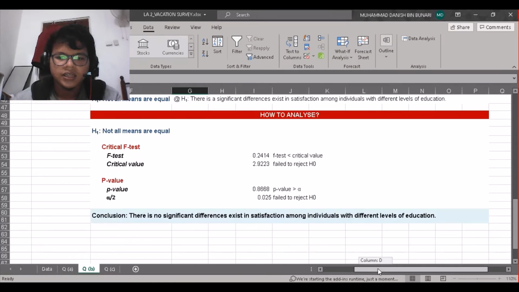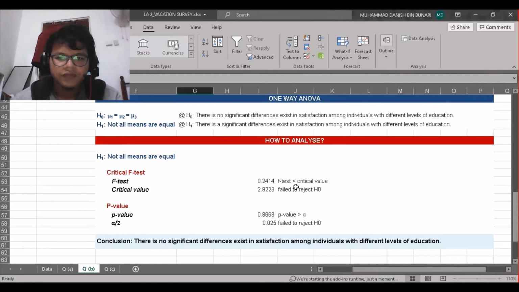How to analyze the data? The F-test is less than the critical value, which results in fail to reject H0. The p-value is more than alpha, which results in fail to reject H0. The conclusion is there are no significant differences in satisfaction among individuals with different levels of education.